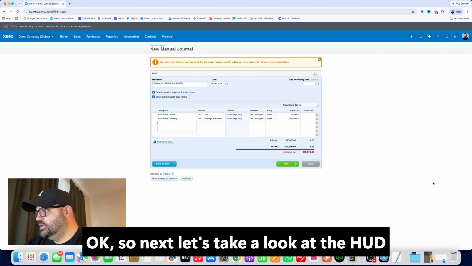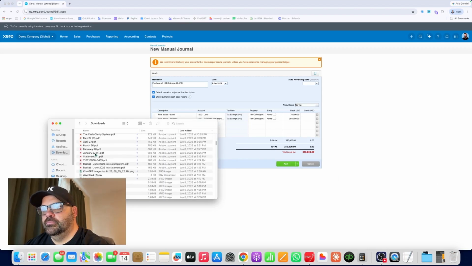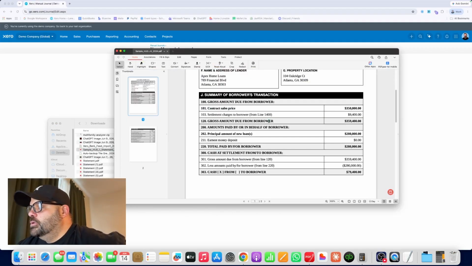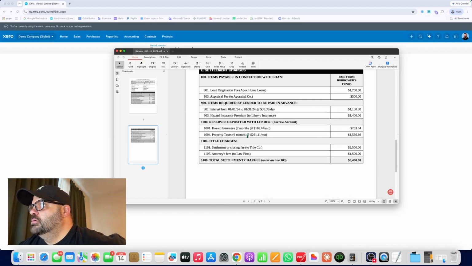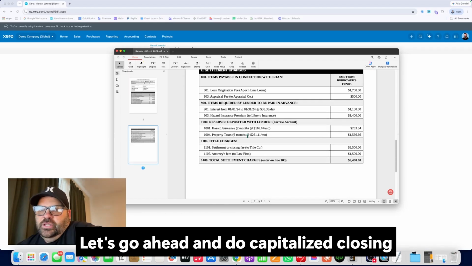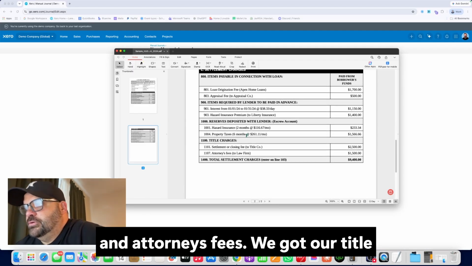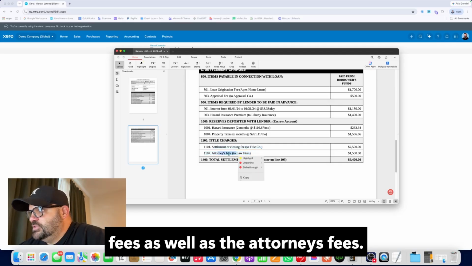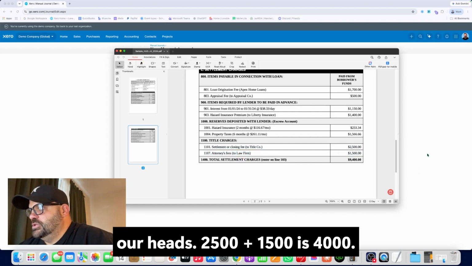Okay, so next let's take a look at the HUD one. Let me pull that back up. Okay, so let's go ahead and do capitalized closing costs, so things like title, origination, and attorney's fees. So we got our title charges, your settlement and closing fee, as well as the attorney's fees. We can do this quick math in our head. 2,500 plus 1,500 is 4,000.